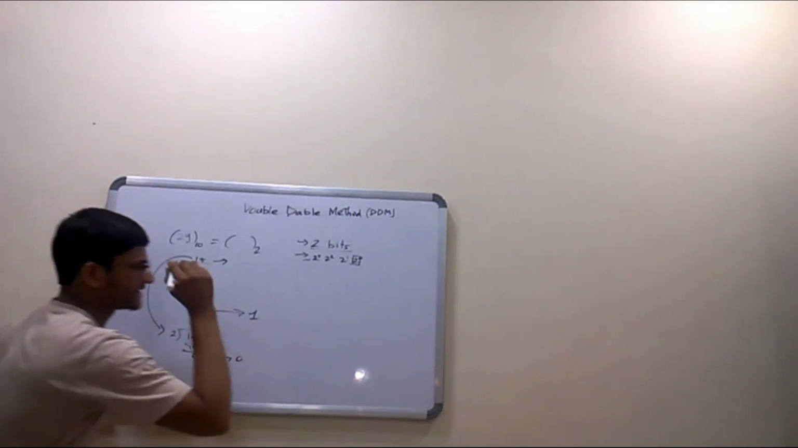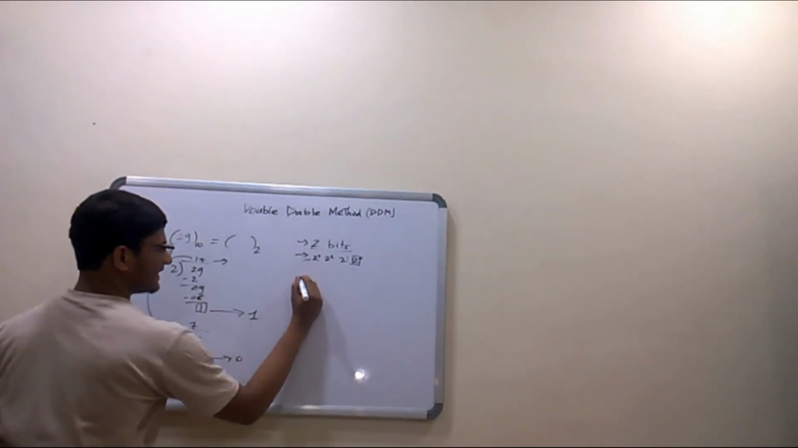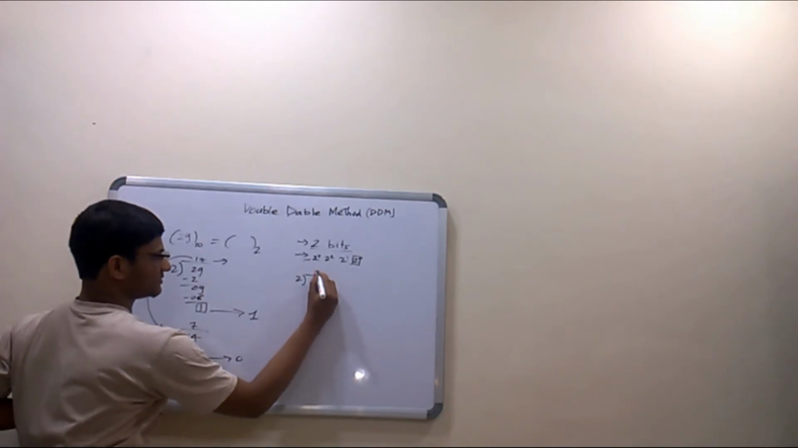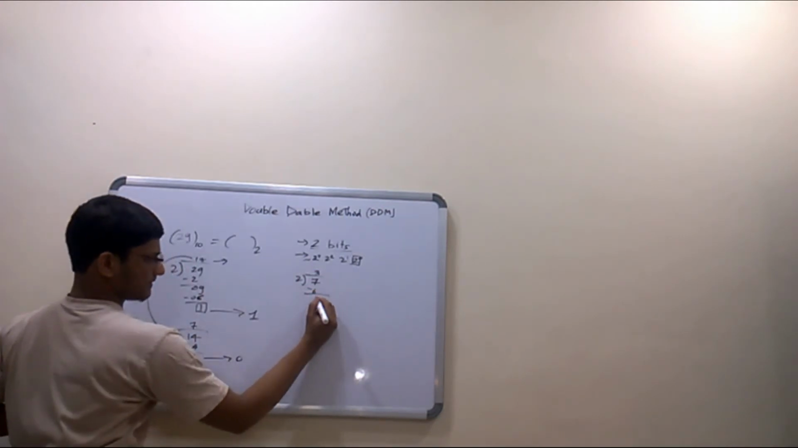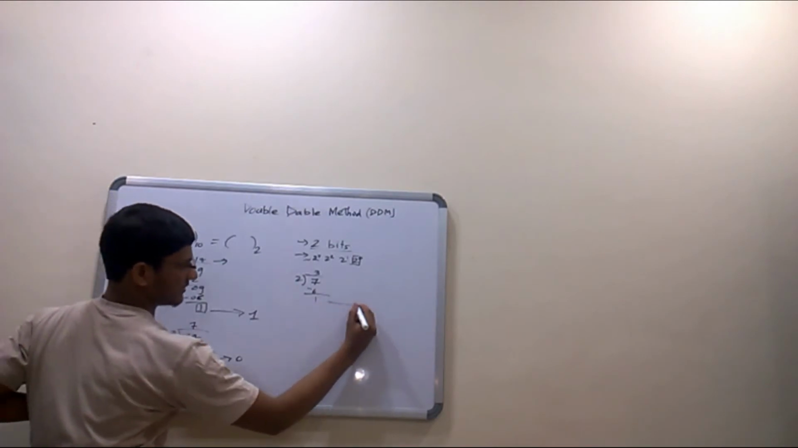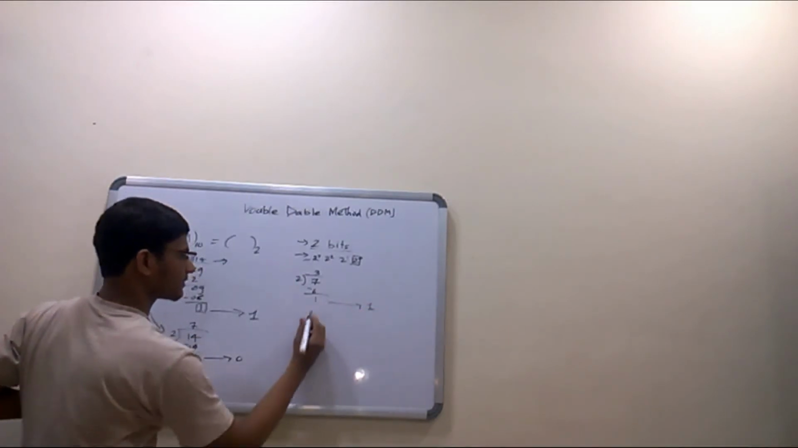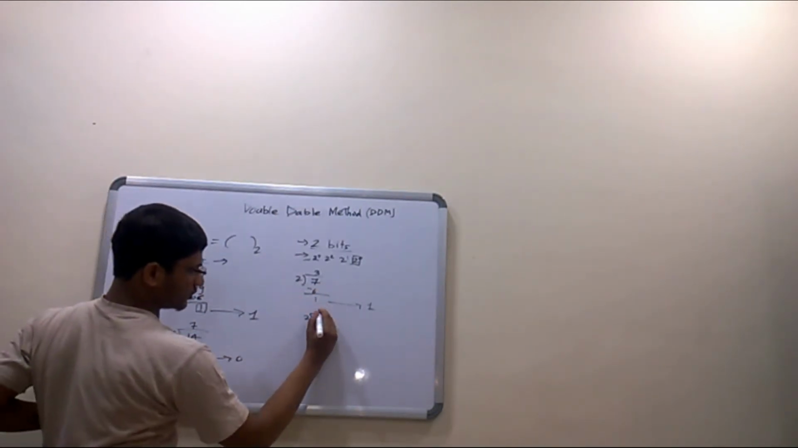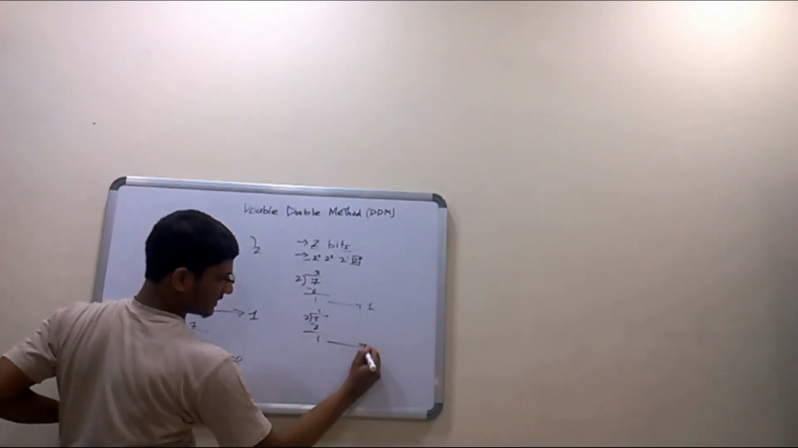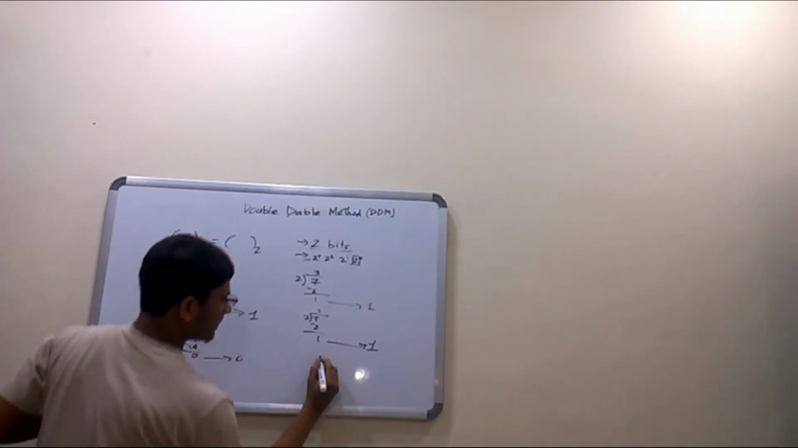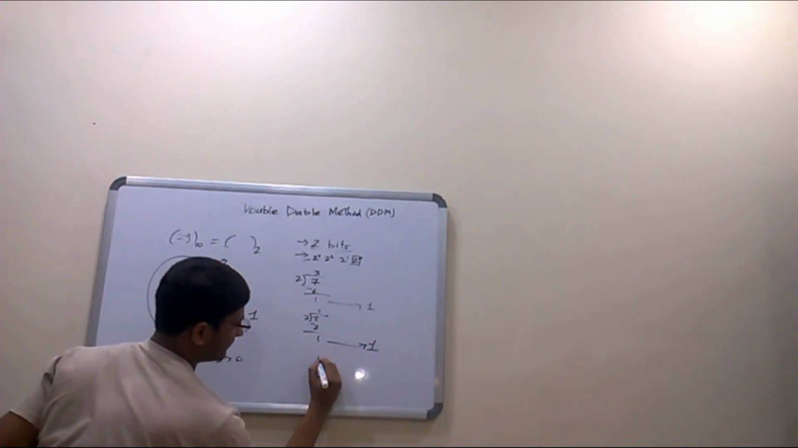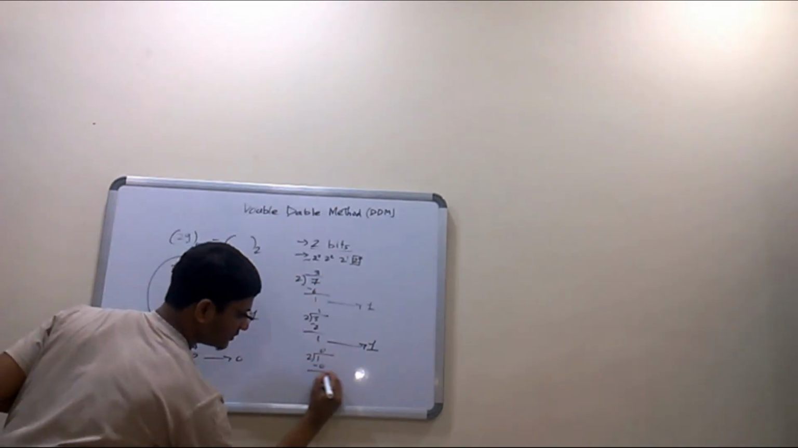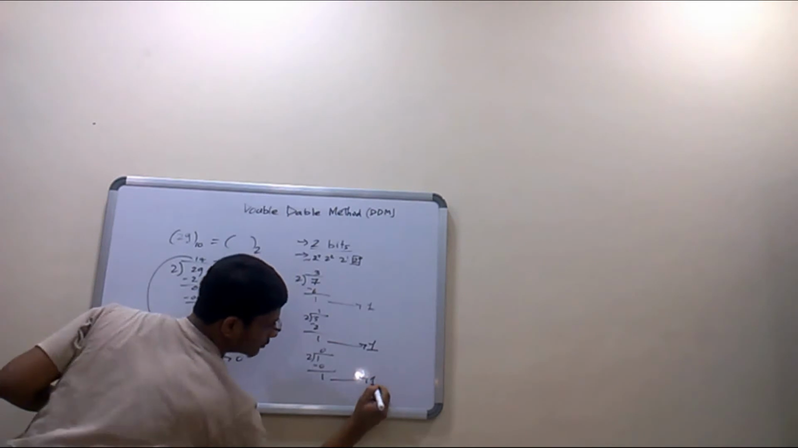Take 7 down. We'll again divide 7 by 2. We will get 3, 2 times 3 is 6, minus, remainder 1. Take 1 out. Divide 3 by 2. Continue till we get the quotient 0. 2 times 1 is 2, 3 minus 2, remainder 1. Take 1 out. Then divide 1 by 2. Here we got the quotient 0, remainder 1. Take 1 out.